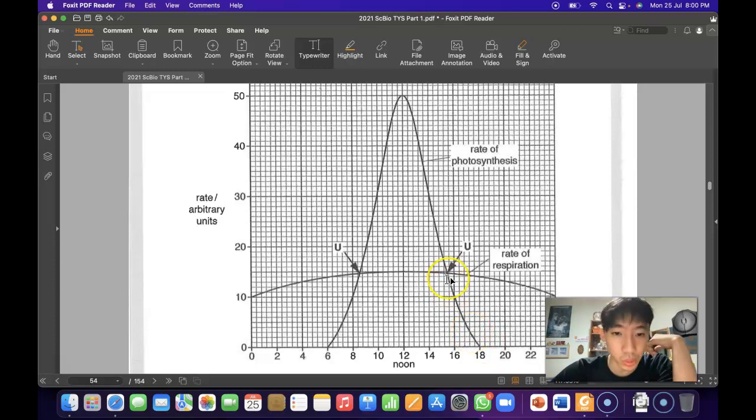Okay, so what's happening at U is the point where the rate of photosynthesis is equal to the rate of respiration. That's basically U.